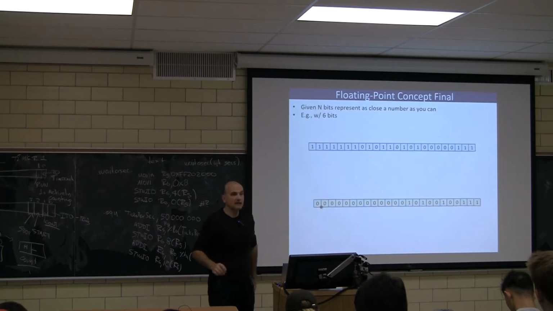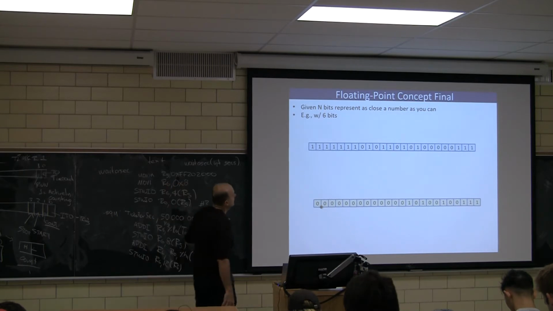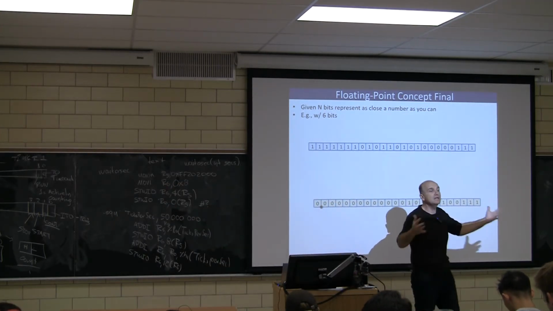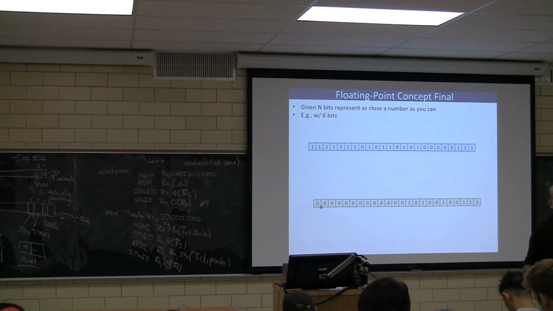I'll tell you what people have done. They said we have a bunch of bits. All right. I have a very large number. And now what I will do is I only have so many bits I can use to represent that number. I will do a compromise. I will compromise and only represent as much as I can.